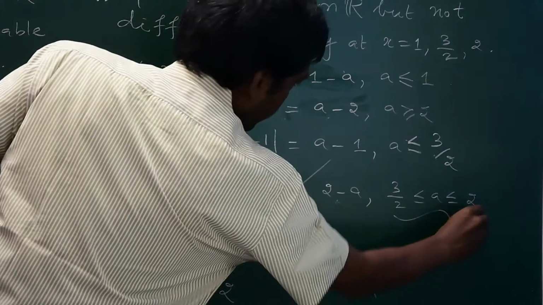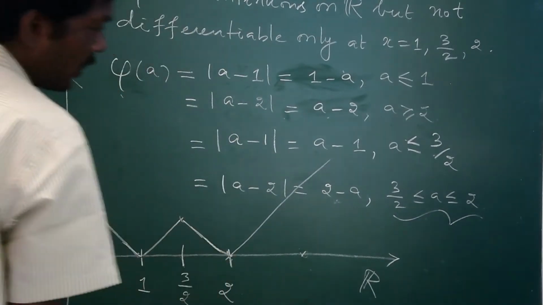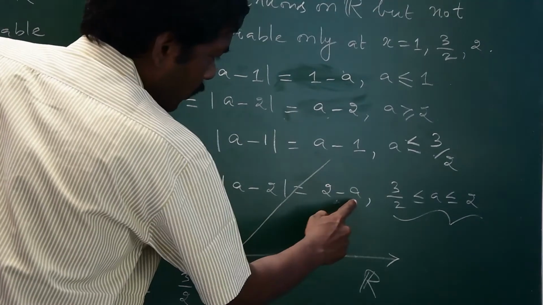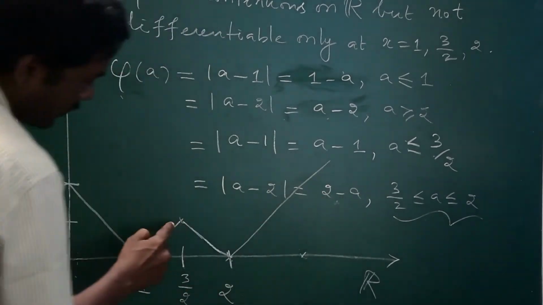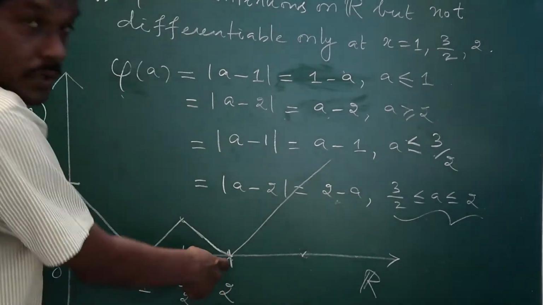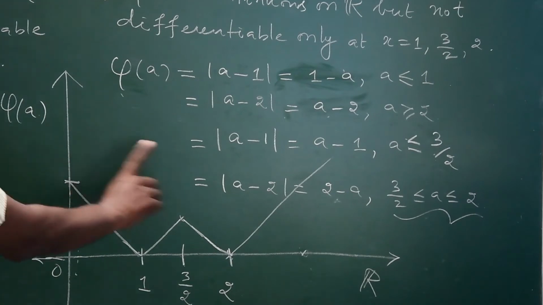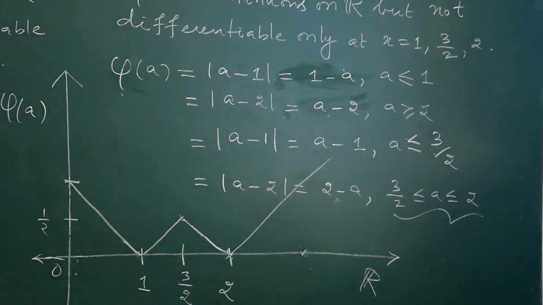And for this case, the graph is going to be something like this. You can check it out. When a is equal to 3 by 2, 2 minus 3 by 2 is half. That coincides with the other piece. And when a is equal to 2, 2 minus 2 is 0. So this is the graph under consideration.